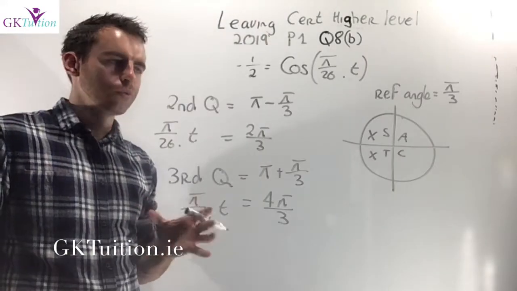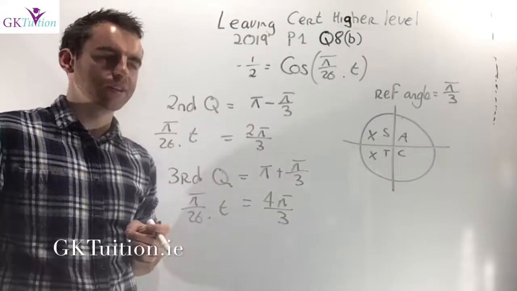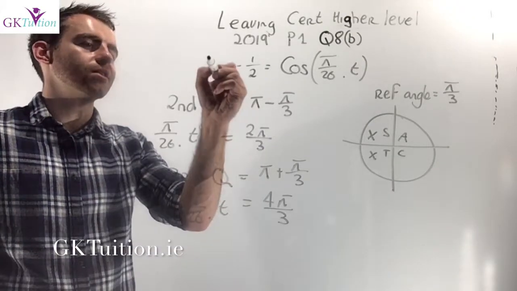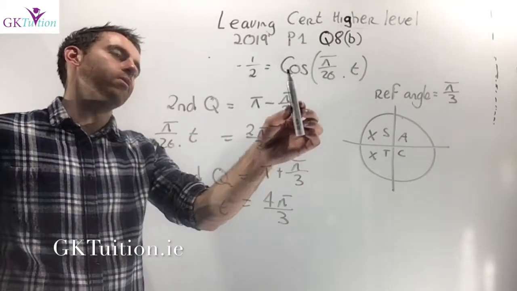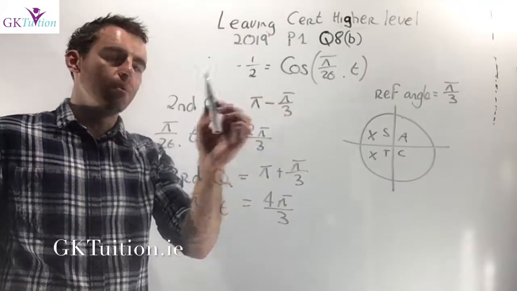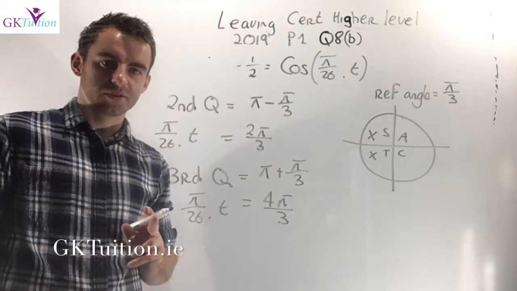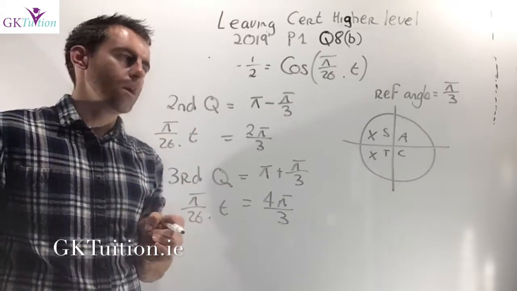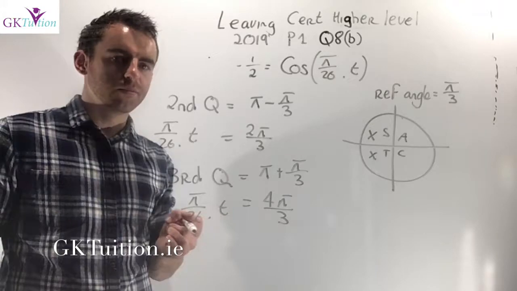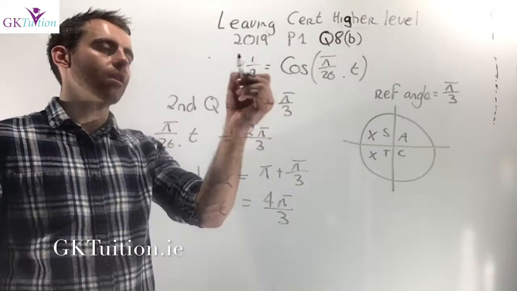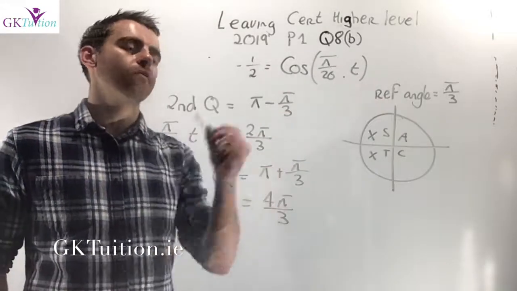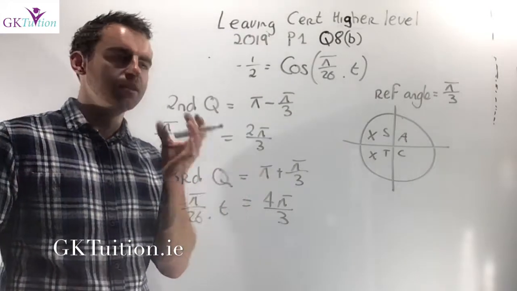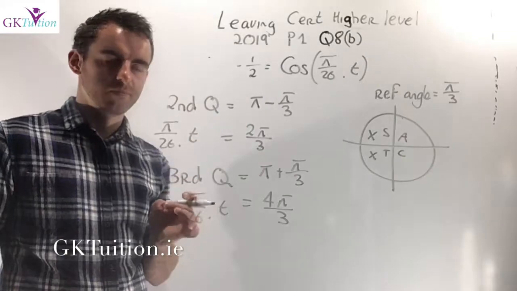Going through the scripts of students who did it in 2019, a lot of them got one answer but couldn't get the second answer. The reason is because they didn't identify that when the cos of an angle is equal to minus a half, there's 2 answers. So the first thing you should do is work out your reference angle. We can read it straight off our log tables, or you can use your calculator. If you get cos inverse of a half, you get pi over 3. Or if you read it off your log tables, you can see that the cos of an angle is equal to a half at pi over 3.